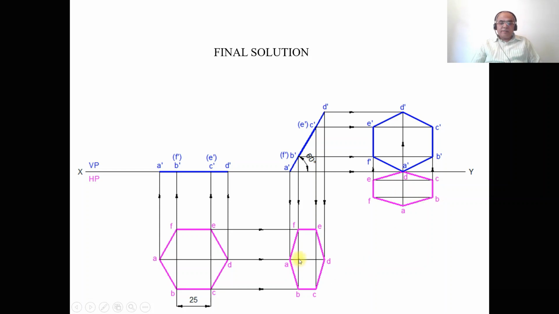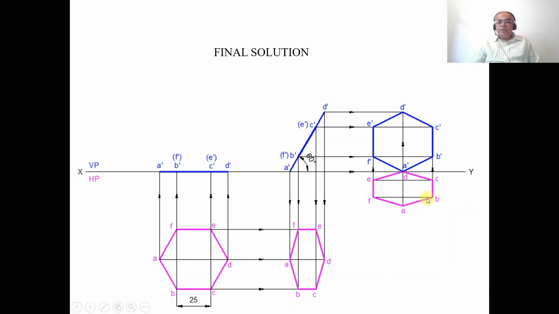Then you measure the distance from this point to B, which is the same as from this point to F, and also the same as from this point to C, and also from this point to E. Then you transfer from this point towards the left side, and also from this point towards the right side. You mark those points as E and C. Similarly, from this point you transfer it on the left side to get this point F, and from this point towards the right side you mark this point as B.